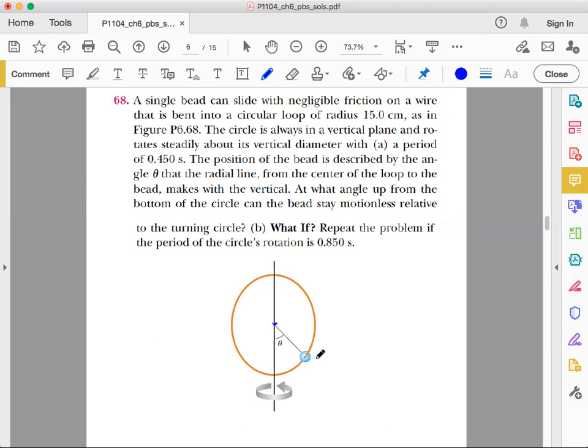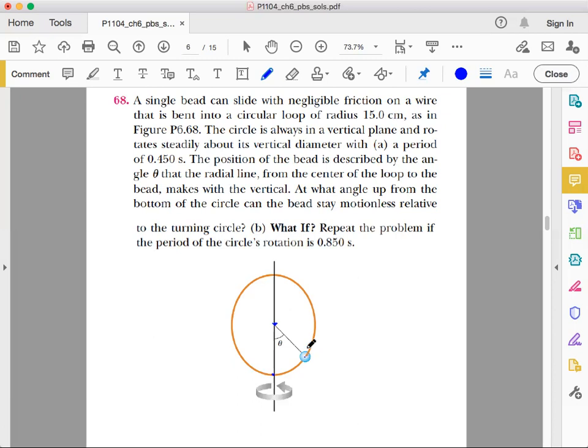Now the question is, at what angle from the bottom of the circle, so from this position here, where is the bottom, can the bead stay motionless relative to the turning circle? So if this circle is rotating steadily, what is the value of the angle theta such that the bead is motionless with respect to the turning circle? Now, let's see how we can treat this problem.